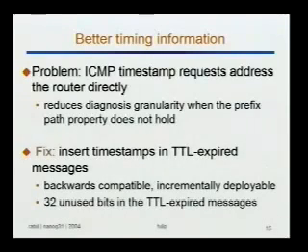Why don't we just insert timestamps in the TTL expired messages themselves? There are 32 unused bits sitting in the TTL expired messages. And if we start inserting timestamps in those 32 bits, what we can do is not only measure loss and queuing using the same probe, but also we get much better localization granularity with queuing. And the change is completely backwards compatible, and it can be deployed incrementally. There are no flag days required as such.